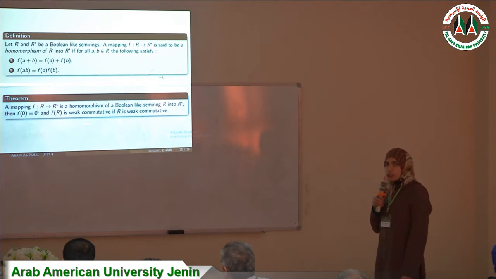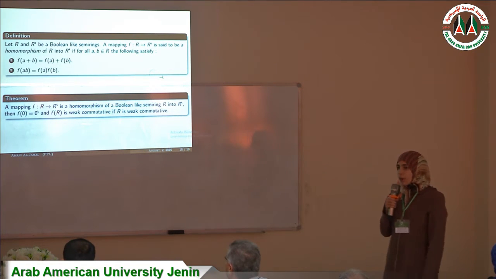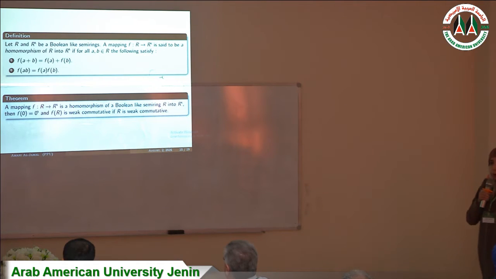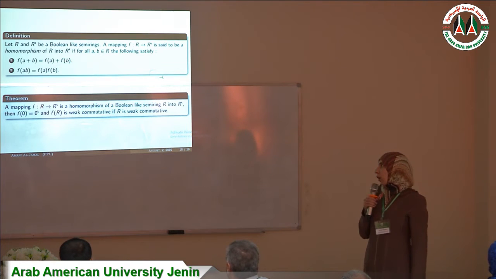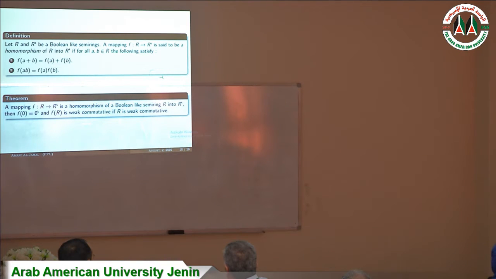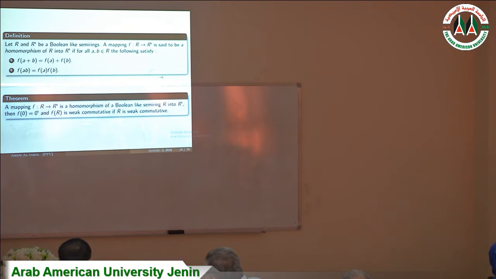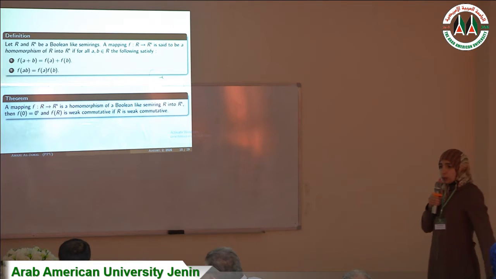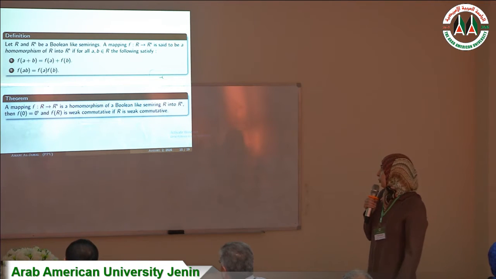Another definition: let R and R prime be Boolean semirings. A mapping F from R into R prime is said to be a homomorphism if the following conditions are satisfied. One, F(A plus B) equals F(A) plus F(B), and F(AB) equals F(A) dot F(B). A mapping theorem: if F is a homomorphism from a Boolean semiring R into a Boolean semiring R prime, then F(0) equals 0 prime, and F(R) is weak commutative if R is weak commutative.